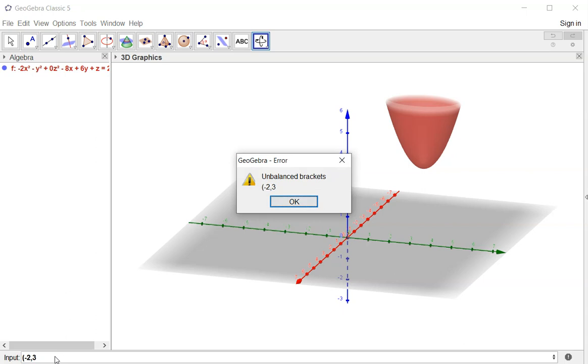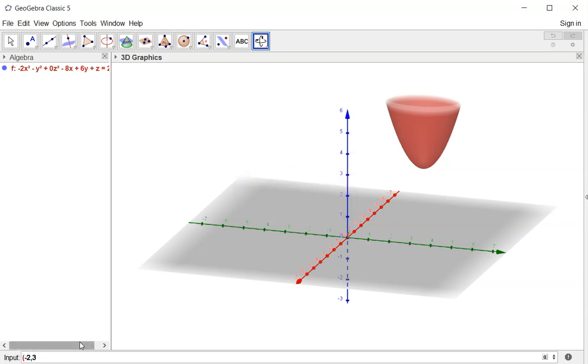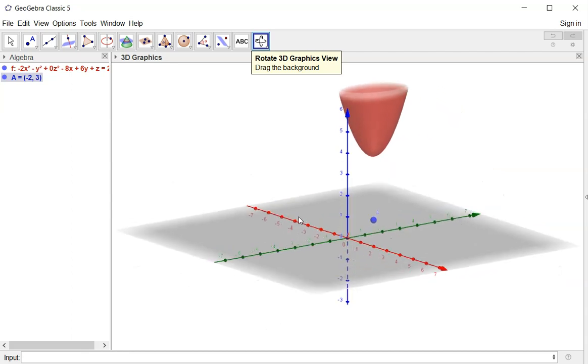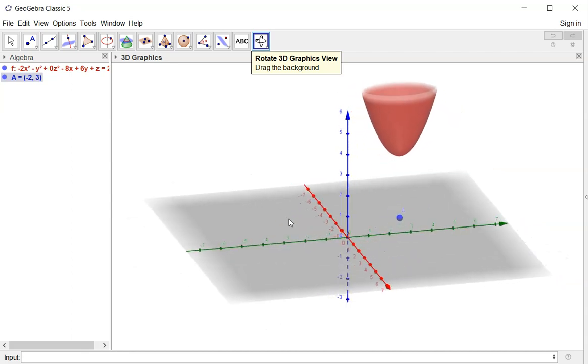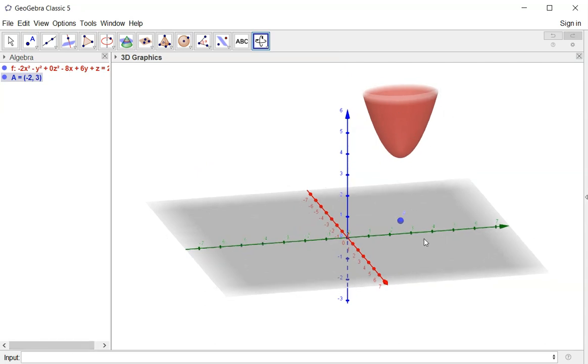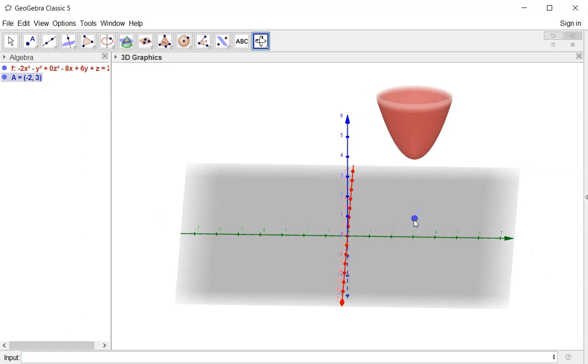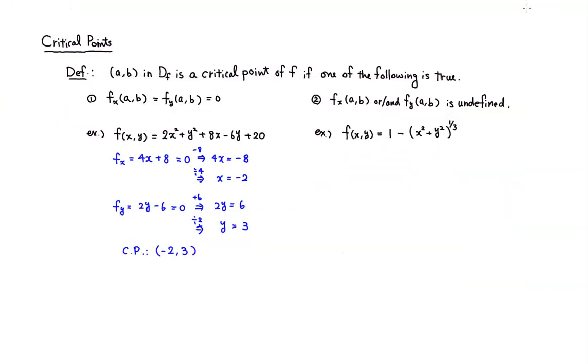All right, so negative 2 comma 3 is the critical point here. But if you go up here, it looks like you're going to have a relative minimum right there. All right, you can see that. So this example looks like a cup floating in the air, and the critical point is right here, which is right below this relative minimum.